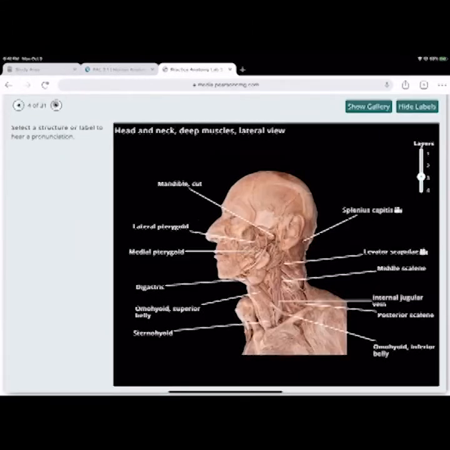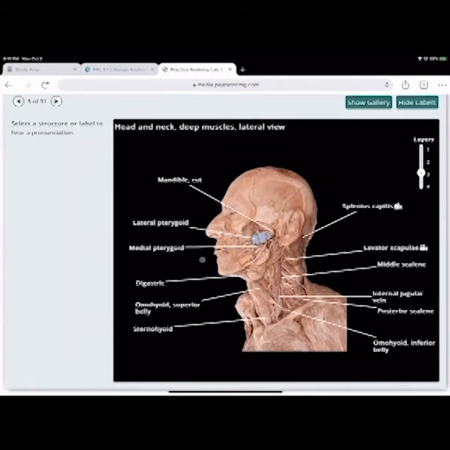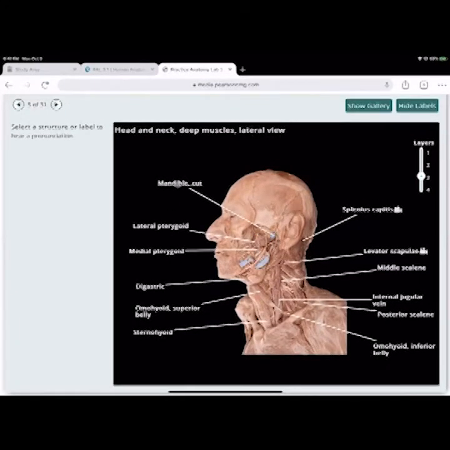Okay, a little bit deeper. It shows the mandible being cut away here, as they cut it out of the way so you can see underneath it. Remember, you have your lateral pterygoids and your medial pterygoids. Those connect to the temporomandibular joint. They control the sideways motions of your jawbone as you open and close. Lateral pterygoids are lateral, away from the midline. Your medial pterygoids are closer to the midline on the body.